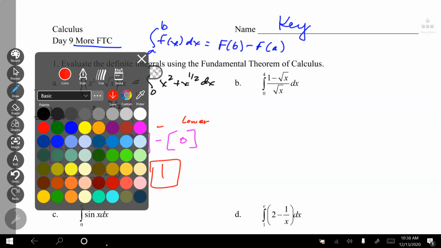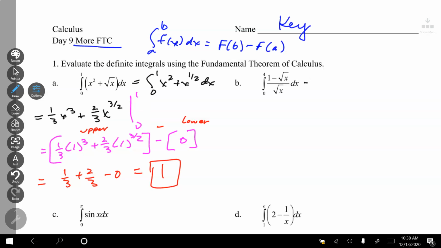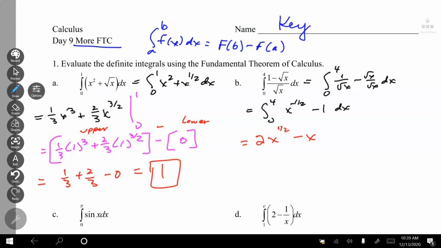This next one I should rewrite also. Just split it up into two fractions. 1 over the square root of x minus the square root of x over the square root of x. And if I really clean it up, I get x to the negative 1/2 minus 1 dx. I take its antiderivative, and I get 2x to the 1/2 minus x.